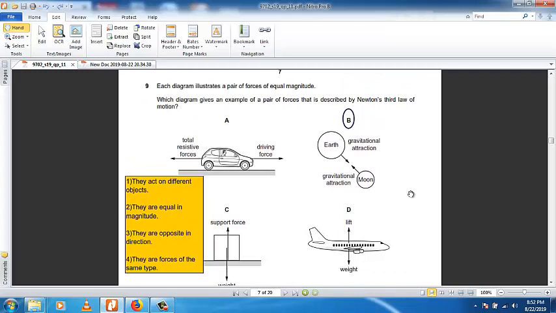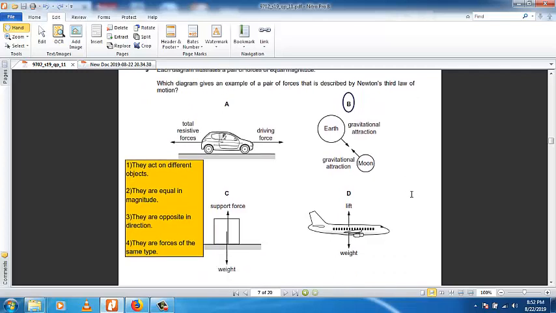So you have to first know what Newton's third law of motion is, like its clauses. You have to know that in Newton's third law of motion, the forces act on different objects. They are equal in magnitude, they are opposite in direction, and they are forces of the same type. So over here, the forces act on different objects. Part A, the driving force and the total resistive force. Part C, the support force and the weight. Part D, the weight and the lift. You cannot see two objects acting, with forces equal in magnitude. No. So it's only B, which is the relevant answer. It's the Earth and Moon.